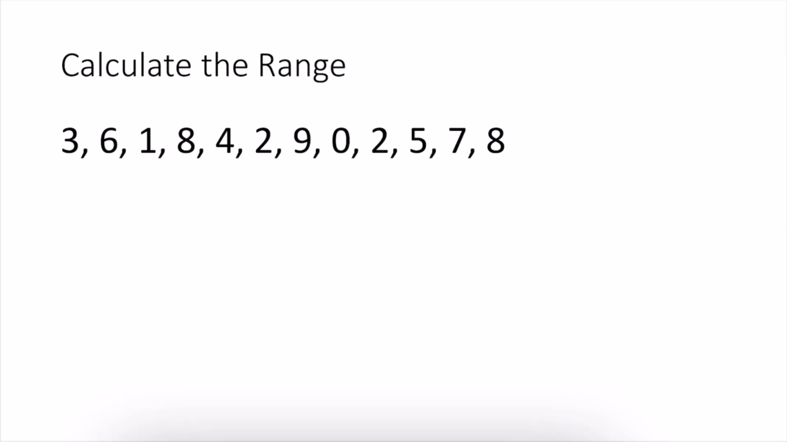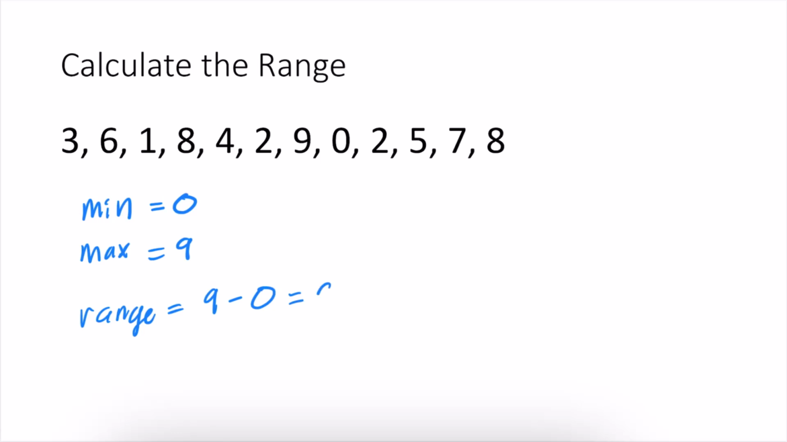So for example, if I was trying to find the range of this data set, I would go through all of my data points and I would find the minimum and I would find the maximum. In this case, it looks like the minimum is the number 0 and the maximum is the number 9. And so my range is going to equal my maximum minus my minimum, because that will describe the distance between my minimum and my maximum. And so that means that my range would be 9 in this case.